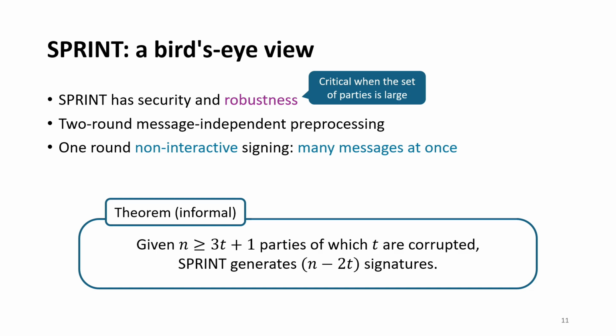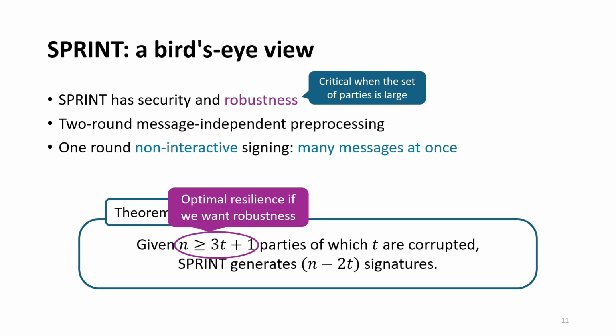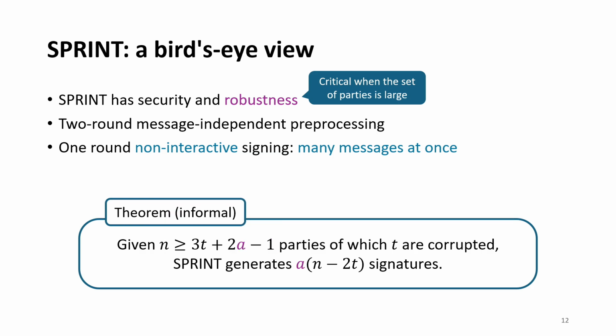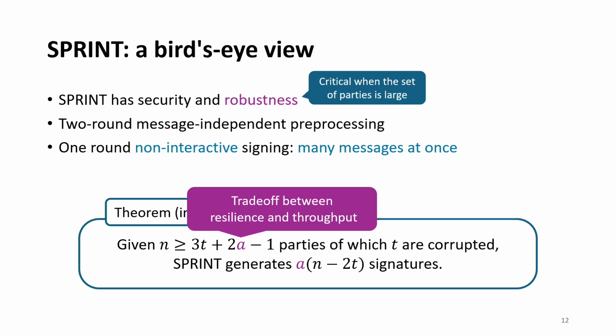To be specific, let's say we have n parties with 1/3 of them being corrupted, then Sprint can generate n minus 2t signatures. Note that n = 3t plus 1 is already optimal resilience if we want robustness in the asynchronous setting. But if we're willing to sacrifice a little bit on resilience, we can introduce a parameter A that indicates the trade-off between the resilience and the number of signatures that we can generate. Then with 3t plus 2A minus 1 parties, Sprint can generate A times (n minus 2t) signatures. So this is a multiplicative factor of A from what I showed before.